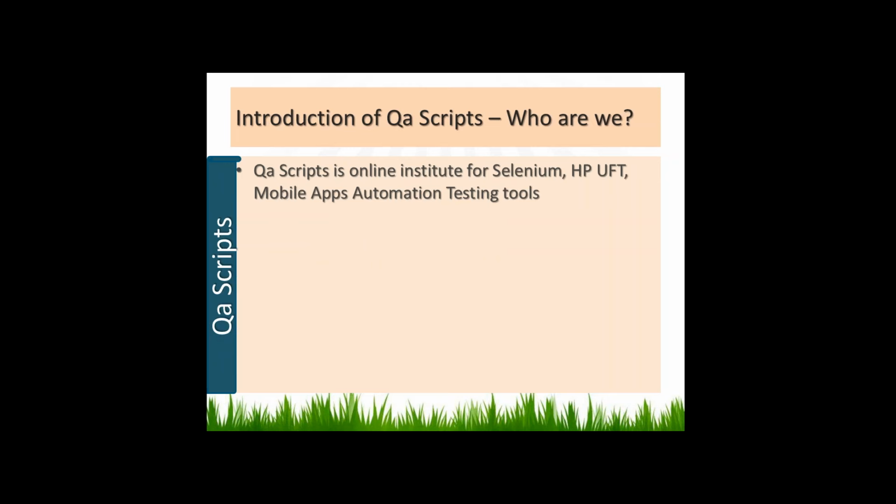Qascripts is an online institute for Selenium, UFT or QTP, mobile apps automation testing tools, as well as Cucumber and manual testing concepts too. Qascripts was formed somewhere around 2013 with the intention to share the knowledge we have gained after working 5 to 10 years. The tutors and trainers at qascripts all work for different companies from 9 to 6 in their daytime. The free time they have in the evening and in the morning, they dedicate to training and sharing their knowledge.